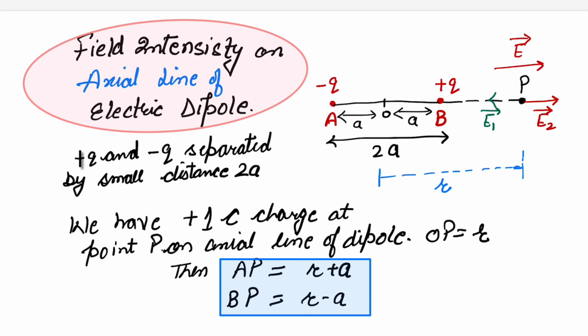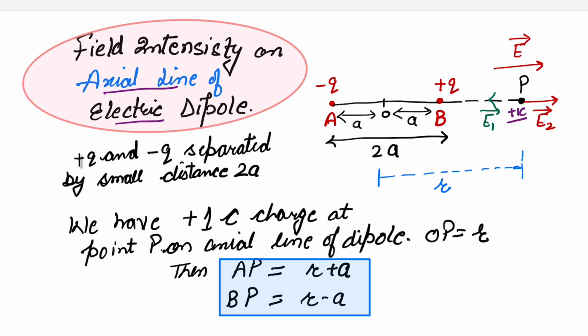Next, let us study the electric field intensity on the axial line of the dipole. Plus 1 coulomb charge is placed at point P on the axis of the dipole such that the distance of point P from the center of the dipole is R. O is the center of the dipole and point P is here, and this distance is R. It is clear from the figure that AP is equal to R plus A, because OA is A and OP, we already know, is R. So AP is R plus A, while BP, the distance of plus Q charge from the point P, is equal to R minus A.